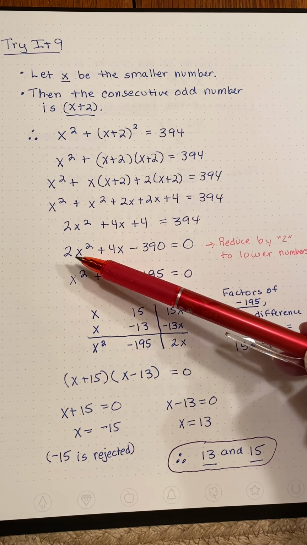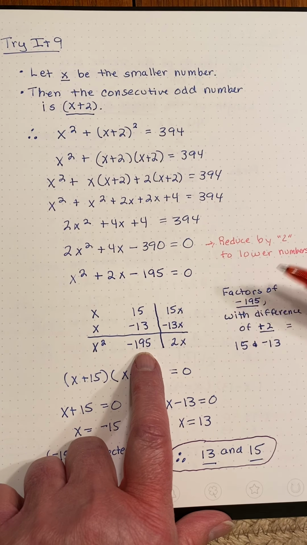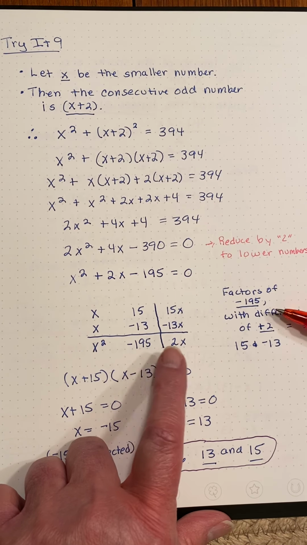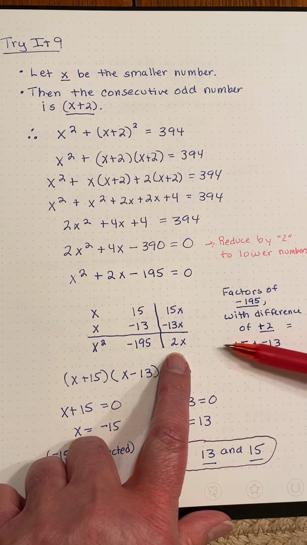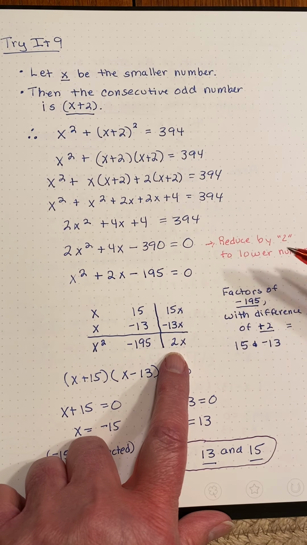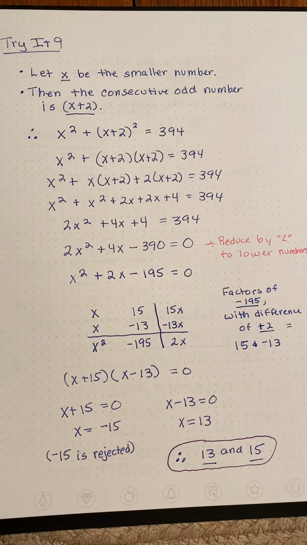Now I'm going to use my cross multiplication with the x squared and the negative 195 and the 2x. I think of all the factors of 195. At this point, because it's big, I would use my calculator, keeping in mind that if I'm going to get a product of a negative number, I'm going to have one positive and one negative. And then the two factors have to only be apart by 2, so there's a difference of 2. So I'm going to work through with my calculator.